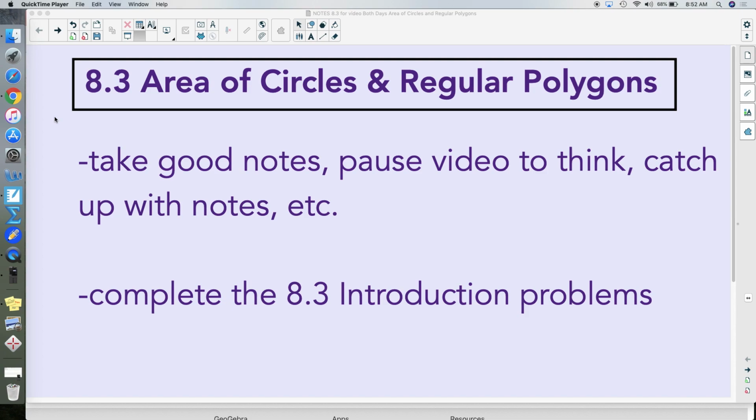Please be sure to take notes, make them good notes. Pause the video to think and catch up with notes, add ideas to the side, something I said but didn't write that was helpful to you, or questions you come up with to ask your teachers. And be sure to complete those A3 introduction problems.